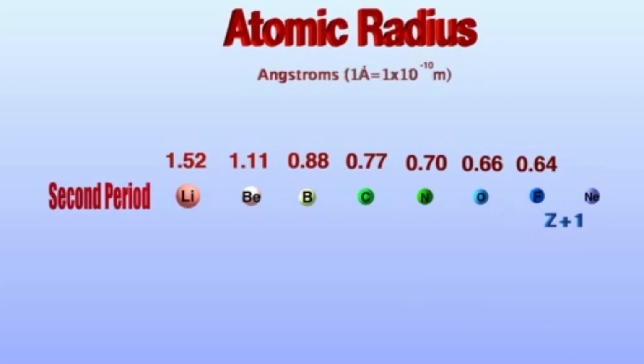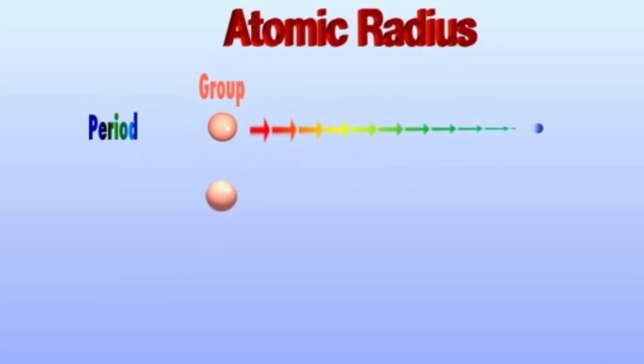So a summary for that, if I look across my period from left to right, from one group to the other, I'm decreasing the atomic radius because I'm adding electrons in the same level. But if I move down the same group, you could see that I'm increasing the number of levels. This is why I'm increasing the atomic radius.